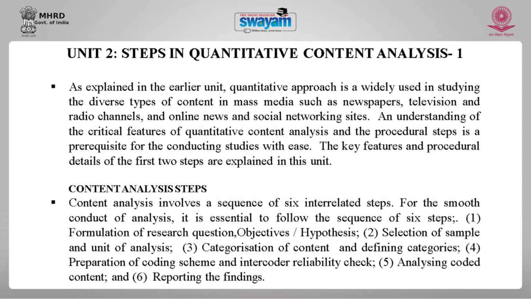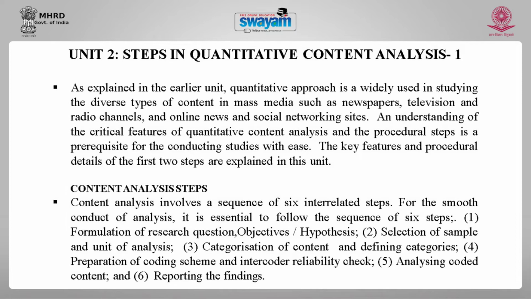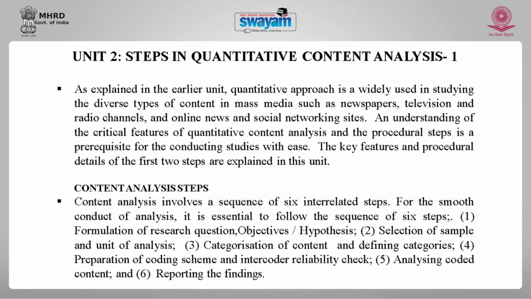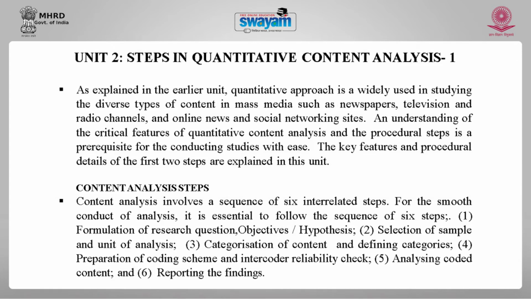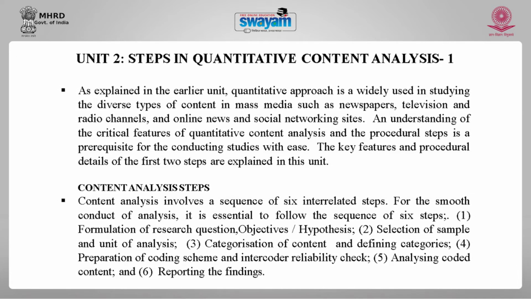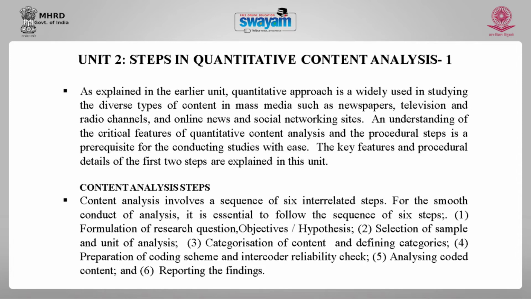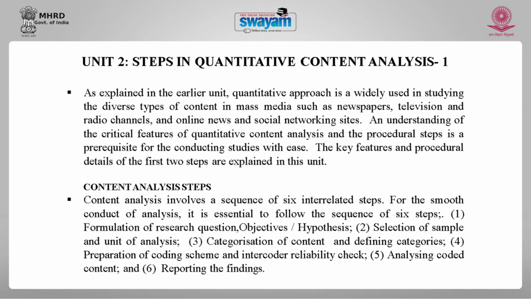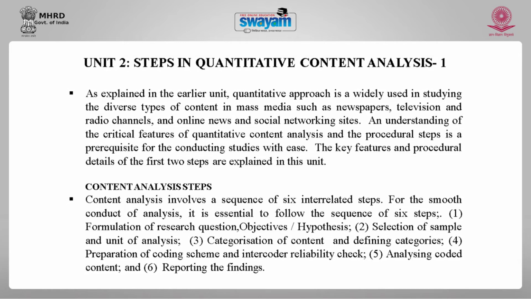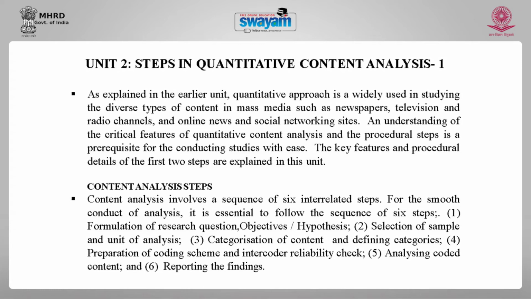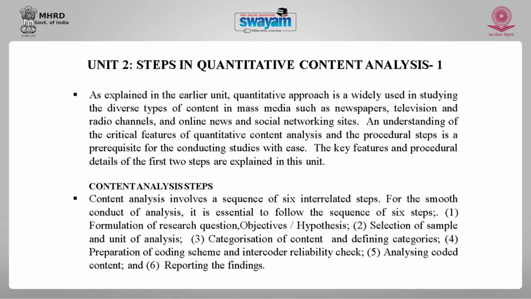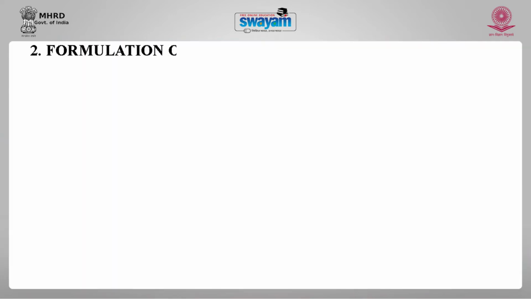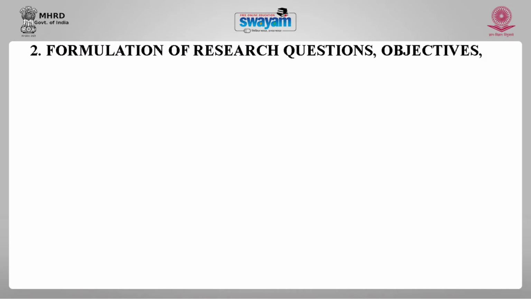Content analysis involves a sequence of 6 interrelated steps. For the smooth conduct of analysis, it is essential to follow the sequence of 6 steps, namely formulation of research questions, objectives and hypotheses, selection of sample and unit of analysis, categorization of content and defining categories, preparation of coding scheme and inter-coder reliability check, analyzing coded content and reporting the findings. Now let us begin with the first step, formulation of research questions, objectives and hypotheses.